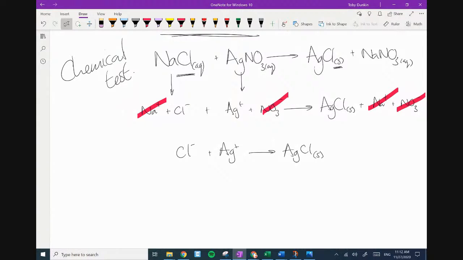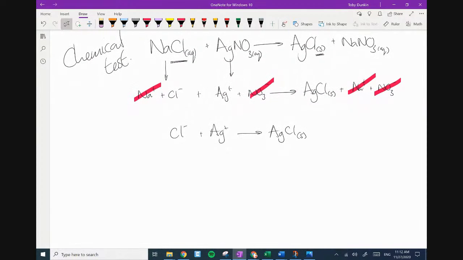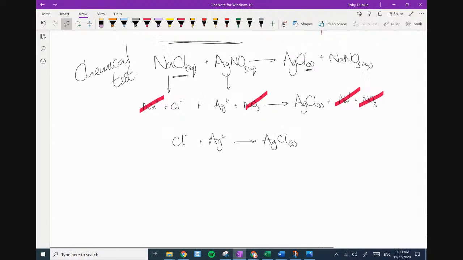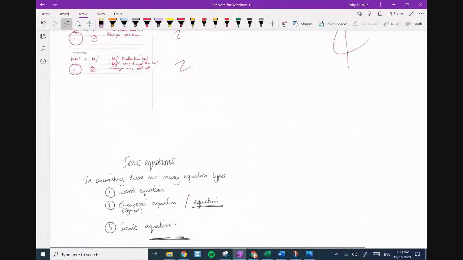And we relate it to chemical tests because if you do a chemical test and something appears, it's like, oh, I've made something special. What's causing it? And usually it's because you're forming an ionic solid, which won't be soluble. So it is going to need its ionic equation showing what ions are doing what. So the red ones are spectators, and the other ions are the species doing the work.